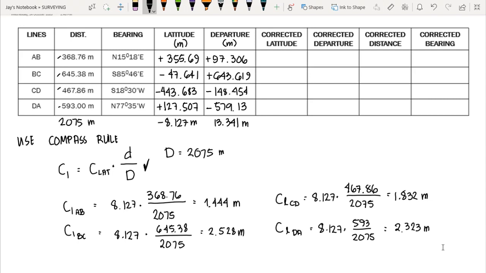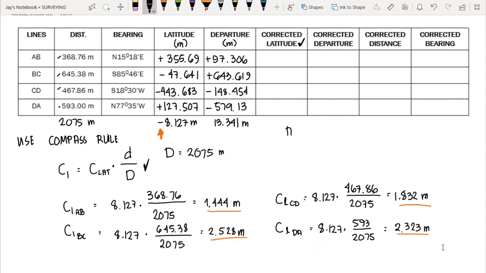Okay, so how are we going to compute for the corrected latitude? This is now the corrected value of our latitude. Take note again, since we have negative here, that means lacking. We have 8.127 deficit in the length of our traverse, so that means we add all these corrections.